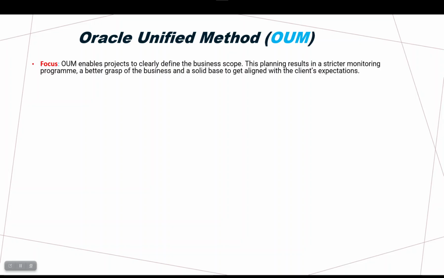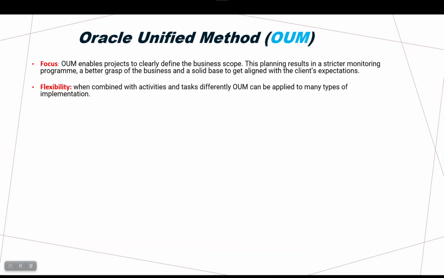Next slide here. Oracle Unified Method is the latest version of Oracle ERP methodologies. There are a lot of stages, and the first advantage of OUM is focus. It enables the project to clearly define the business scope. This planning results in stricter program monitoring, a better grasp of the business, and a solid base to get aligned with the client's expectations. The second point here is flexibility.